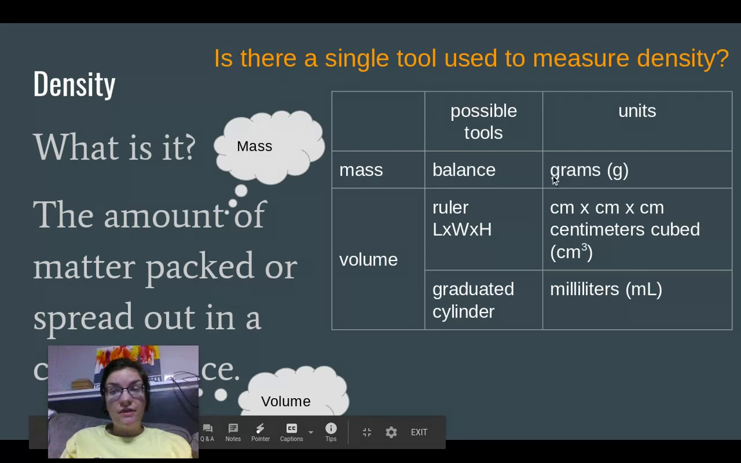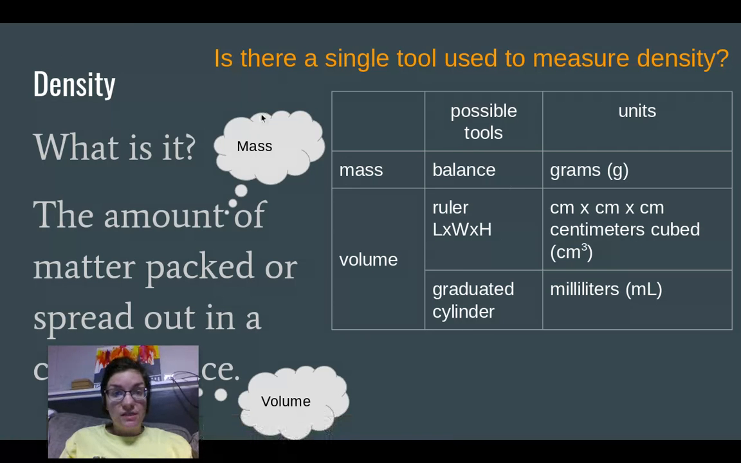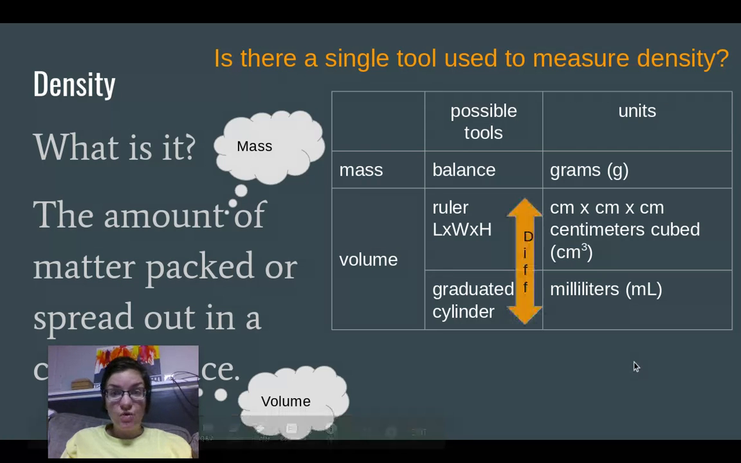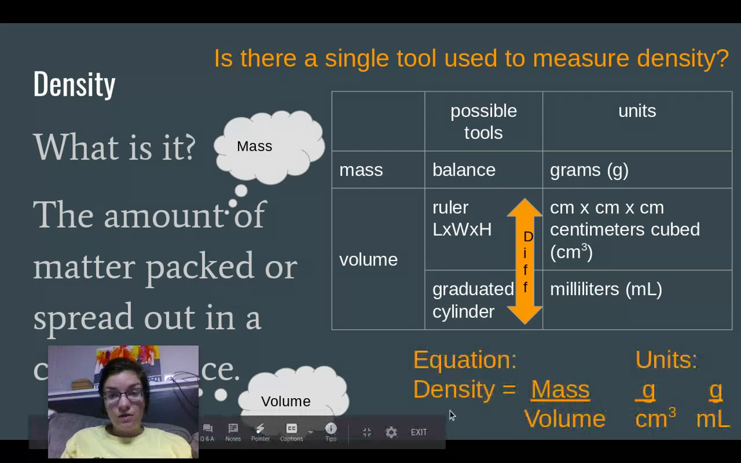Anyway, so no matter what, to find density, you need to find the mass and you need to find the volume. In our lab, you are going to have to find the mass, use a balance, and you are going to have to find the volume of certain objects. And for that, you'll be using a graduated cylinder. You take those two, and we're going to look at the equation. So the equation is mass divided by volume.